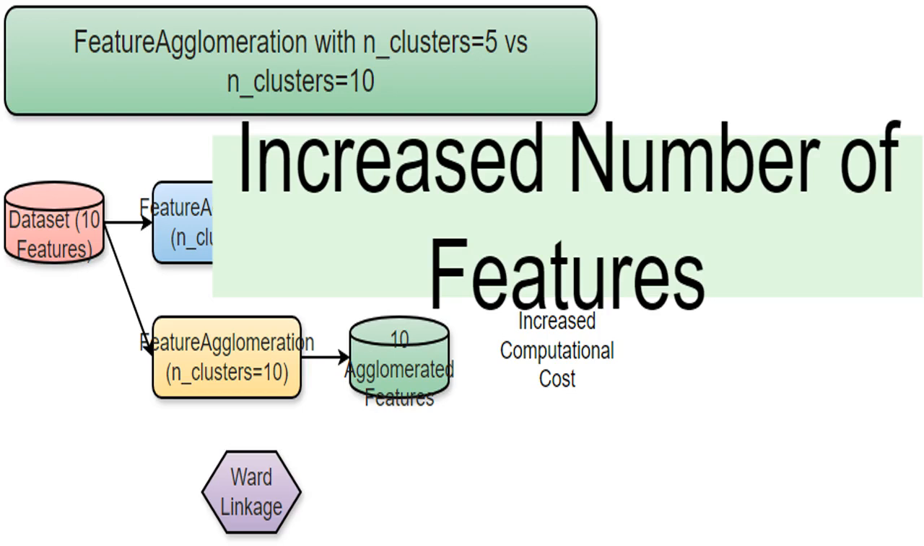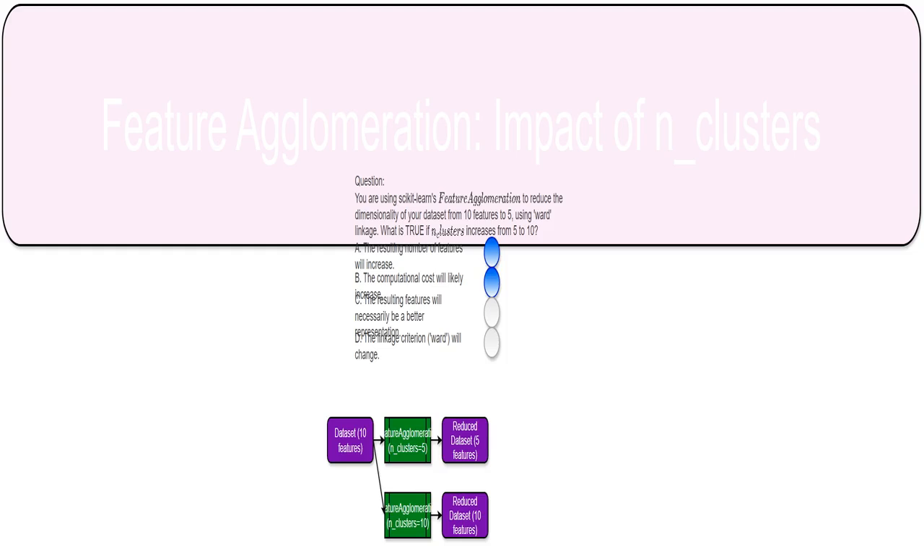When I increased the number of clusters, the number of resulting features increased as well. This is because fewer features are merged together per cluster. I'm exploring how changing the number of clusters in feature agglomeration affects the outcome. Feature agglomeration is a dimensionality reduction technique that groups similar features together. The number of clusters dictates how many groups we create, directly impacting the number of resulting features.